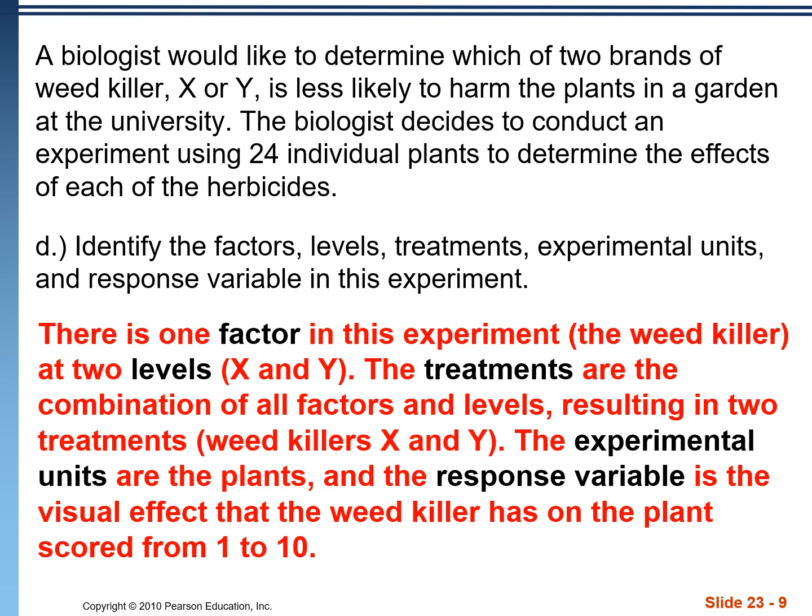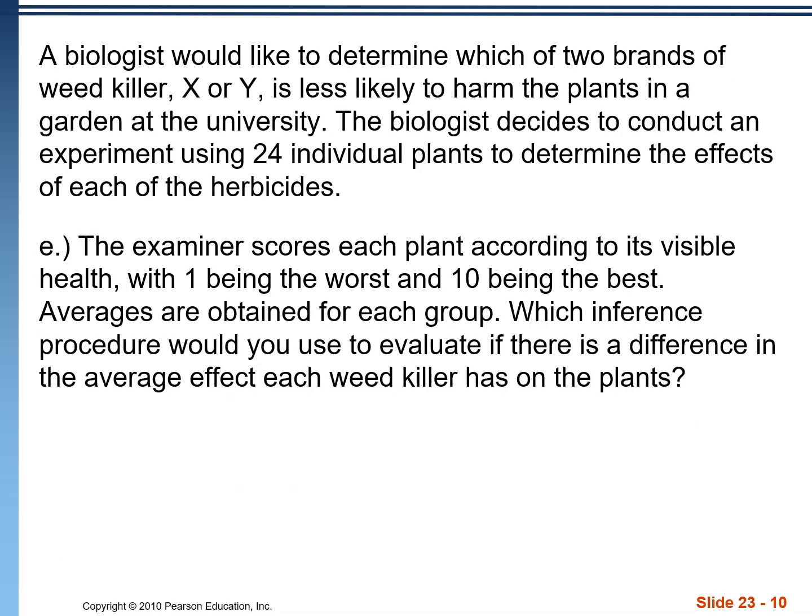And the response variable is a visual effect that the weed killer has on the plant scored between 1 and 10. So we conduct the experiment. We have our independent examiner come in and score each plant from 1 to 10 to make sure our results are blinded. Averages are obtained for each group.